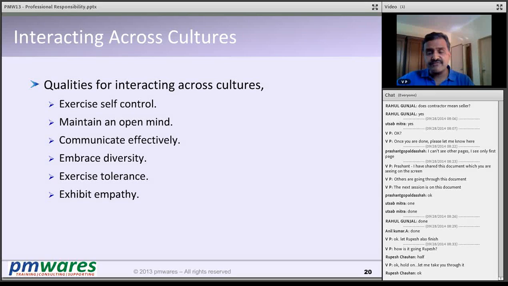Exercise self-control. Even if you get some shock, you exercise self-control. Have patience. Exhibit empathy in this case. Try to understand other people. What is exhibiting empathy? Try to understand others, try to understand the viewpoints of other people, and maintain self-control and patience. Have an open mind, accept the viewpoints of the people, accept that effective communication is important, understand that there is going to be diversity, so do not get surprised or annoyed seeing a lot of diverse opinions coming up, and exercise tolerance, which is nothing but patience.